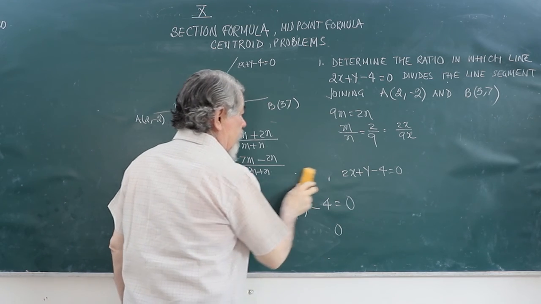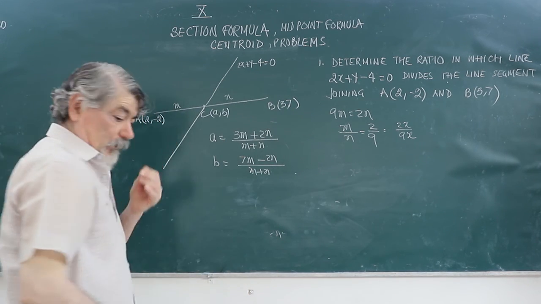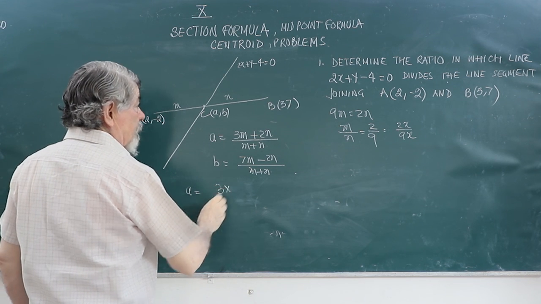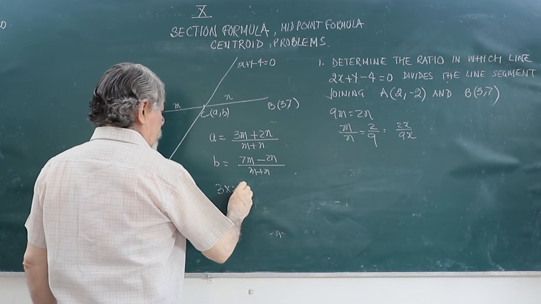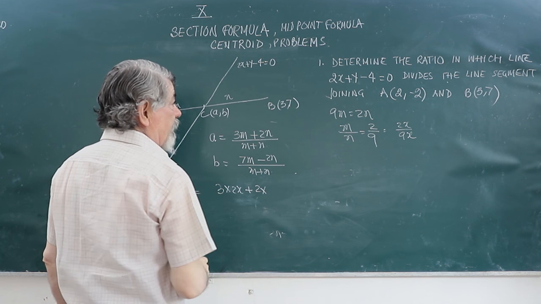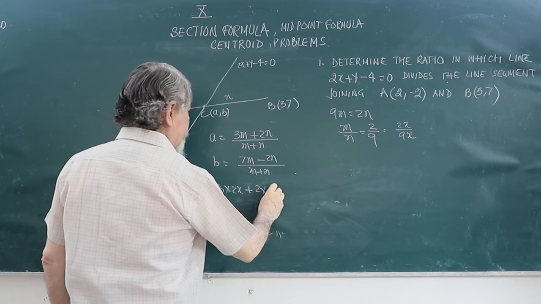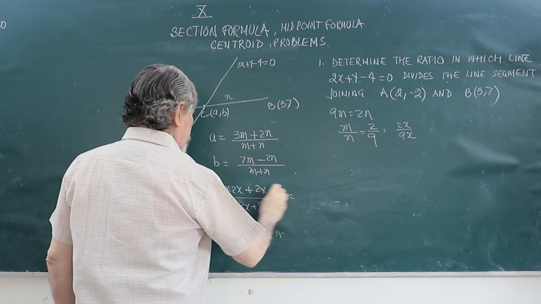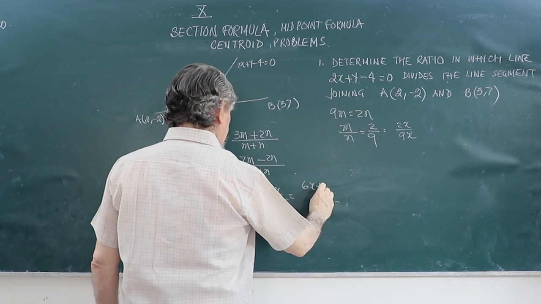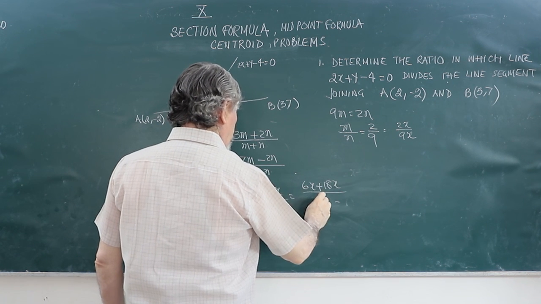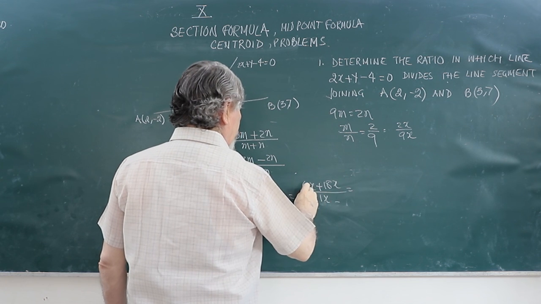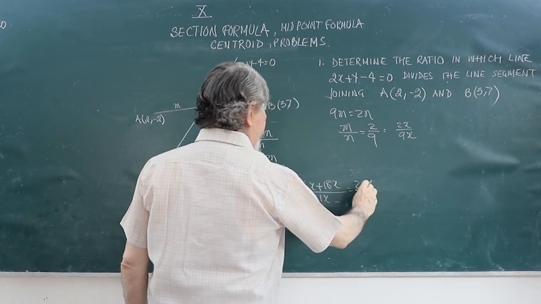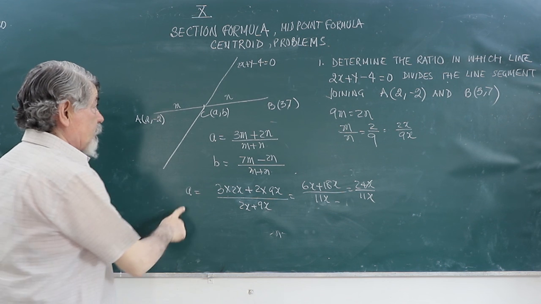Now, let us put the values of m and n and calculate the coordinates. The x coordinate was 3 into m. M is how much? 2x. Plus 2 into n, n is 9x, upon 2x plus 9x. So 3 2s are 6x, 9 2s are 18x, upon 11x. It will be 24x upon 11x. So 24 upon 11 will be the x coordinate.